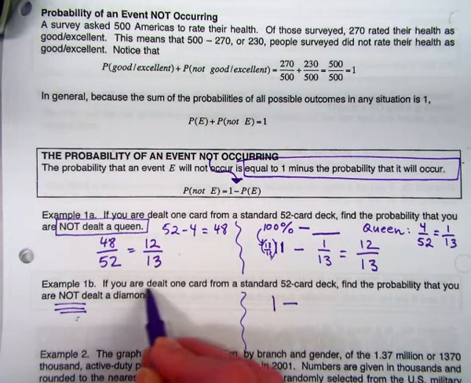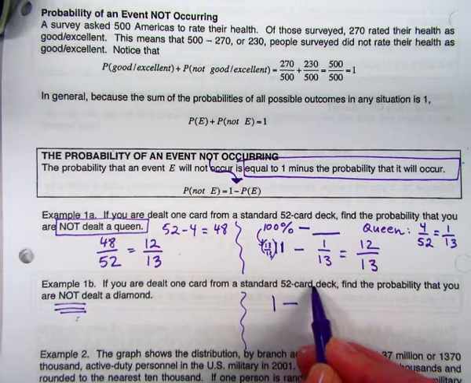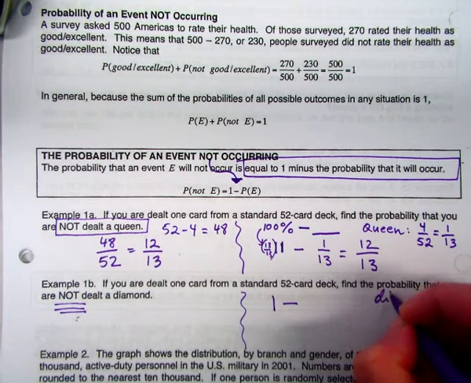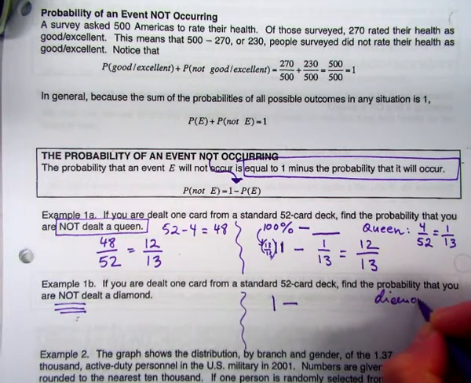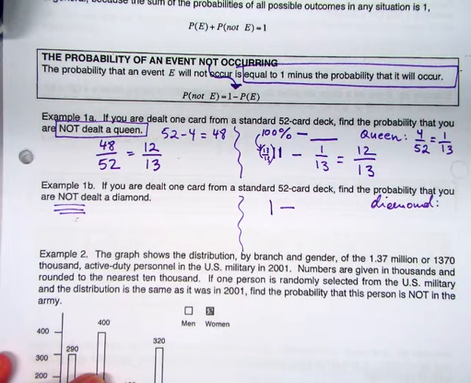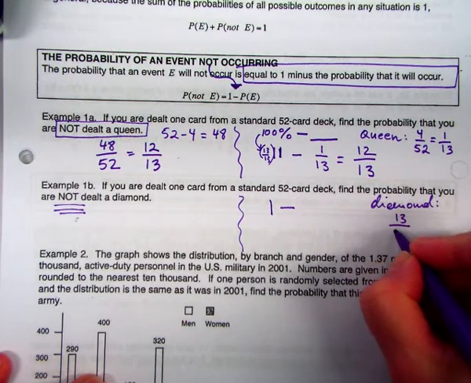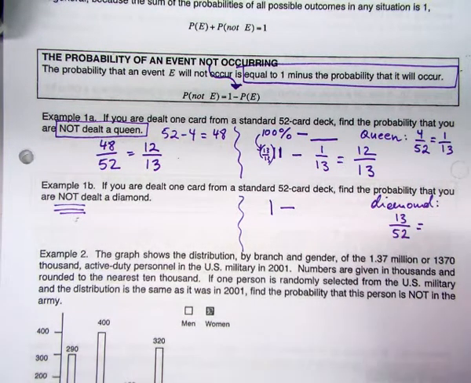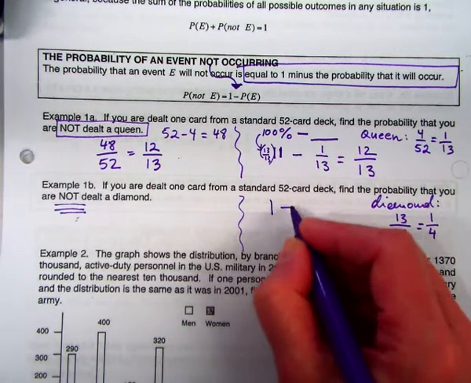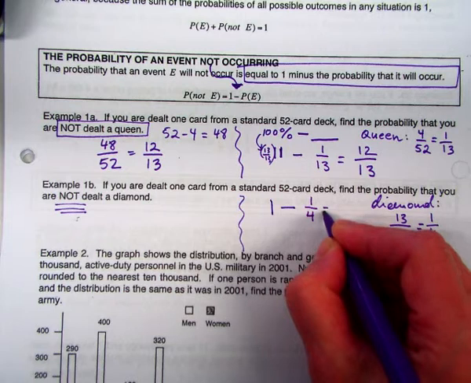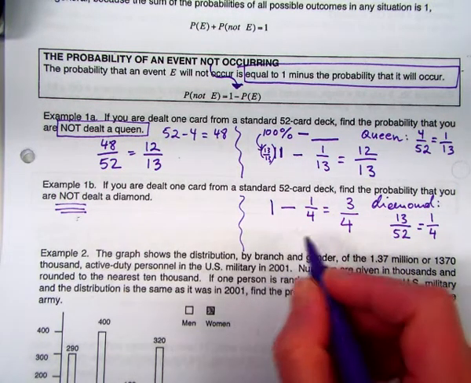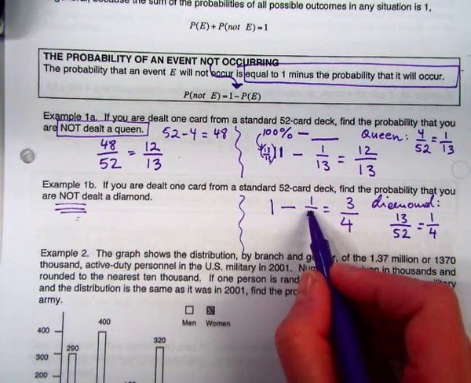If you are dealt one card from a standard 52 card deck, find the probability that you are not dealt a diamond. So before we do it with the 1 minus, what's the probability of getting a diamond? How many diamonds do we have? 13 out of 52. What's 13 over 52 in fraction form? 1 over 4. What's 1 minus 1 over 4? 3 over 4. So with the 1 minus, you actually find the probability of getting a diamond, subtract it.